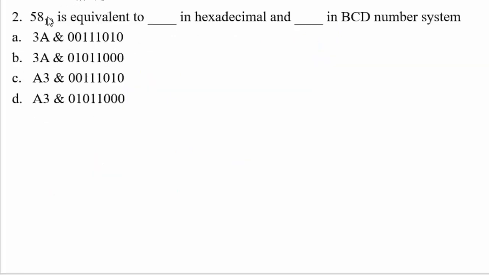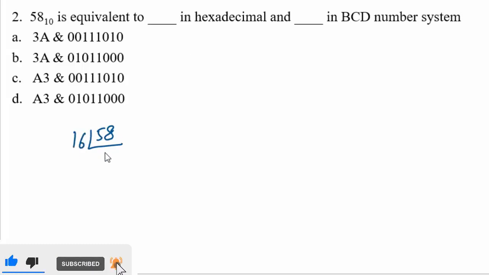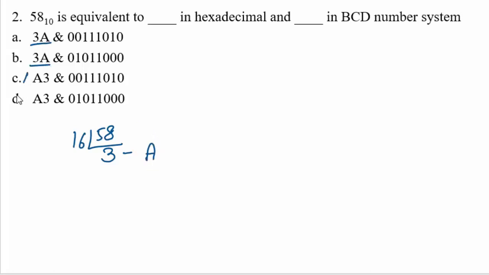Moving on to the second question, 58 in decimal is equivalent to dash in hexadecimal and dash in BCD number system. So for 58 in decimal, if I want the equivalent in hexadecimal, what I have to do is go with the factor method. 16 3's are 48, remainder is 10, nothing but it is A in hexadecimal, so it is 3A.